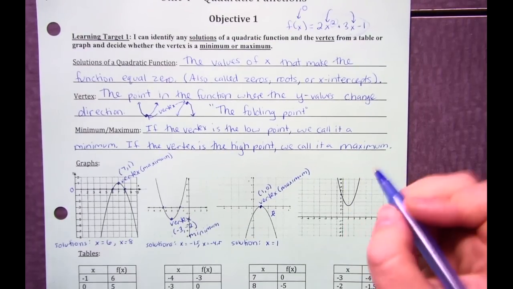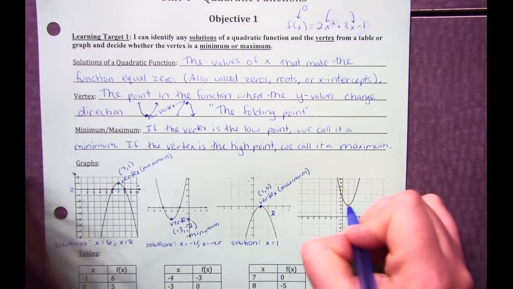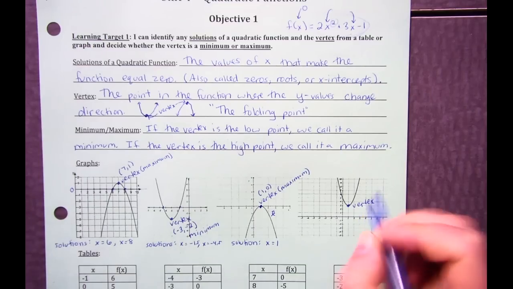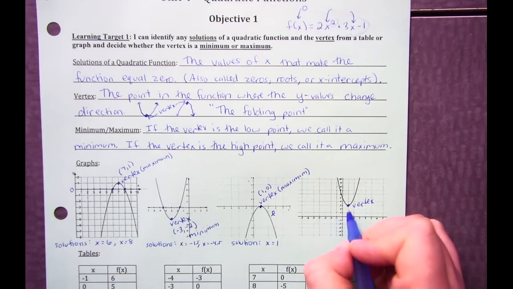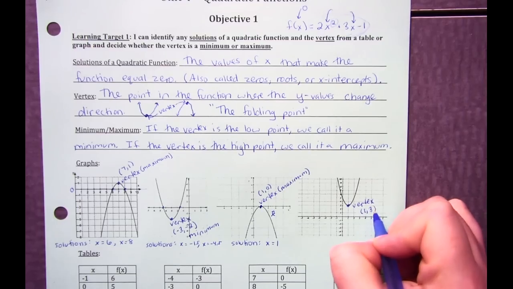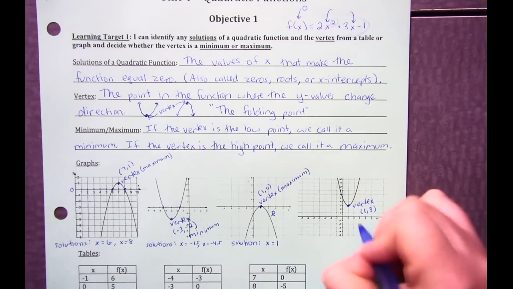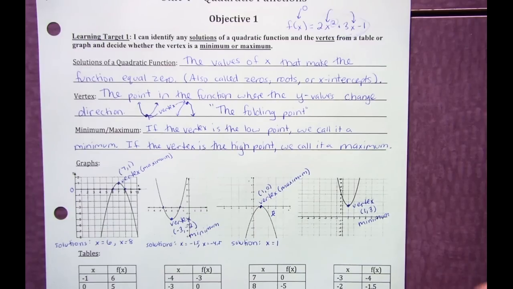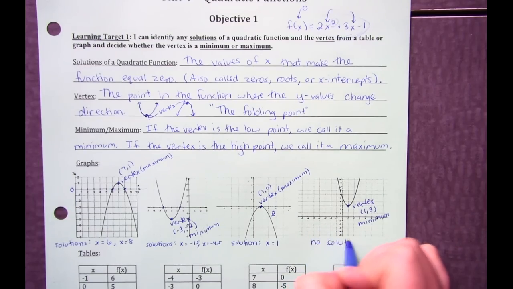Over here, the vertex is right there at the point (1, 3). And that's a minimum point. And there is no solution.